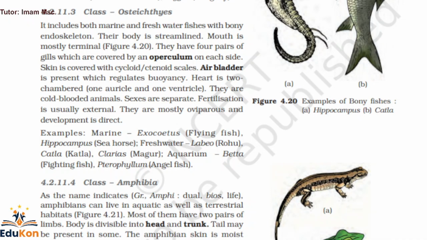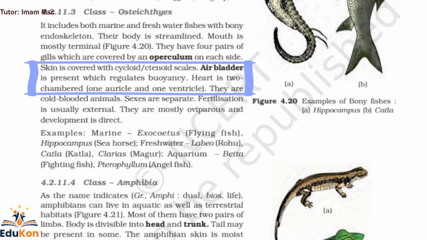Skin is covered with cycloid or ctenoid scales. Okay? Air bladder is present, which regulates buoyancy. Meaning if the air bladder is inside the fish, it will float, whereas the air bladder is absent in the earlier class. So those animals need to swim constantly to avoid sinking in the water. Heart is 2-chambered, 1 auricle and 1 ventricle. It is the same in Chondrichthyes also. They are cold-blooded animals, poikilothermal.